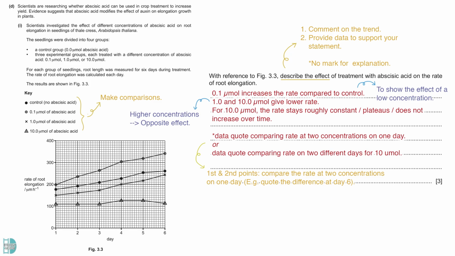You should compare the rates at 2 concentrations on one day for the first and second points. For the third point, you can quote the rates on 2 different days for 10 micromole. When you are quoting data, remember to place the points after the statement. This will show the examiner which marking point the data is for.